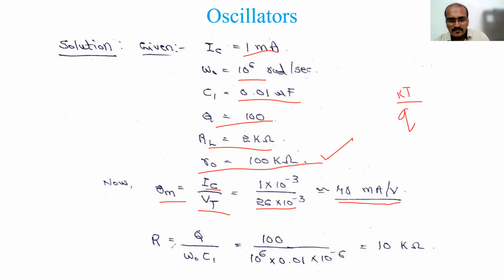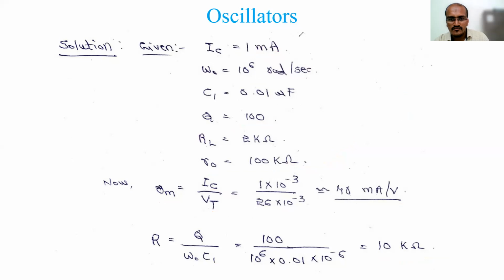Then R we have calculated, because the formula is given in the question itself, or you know that already from the resonance we discussed. It is given by Q by omega naught C1. You know the Q value, the omega naught value, and the C1 value. Straight away you can calculate: 100 by 10 to the power 6 into 0.01 micro, 10 to the power minus 6. So it will give you 10 kilo ohm. 10,000 is the value you will get for R. I hope this is understood. First we wrote down everything, then calculated GM, and then R. Everything is substituted, so next we can calculate C2.